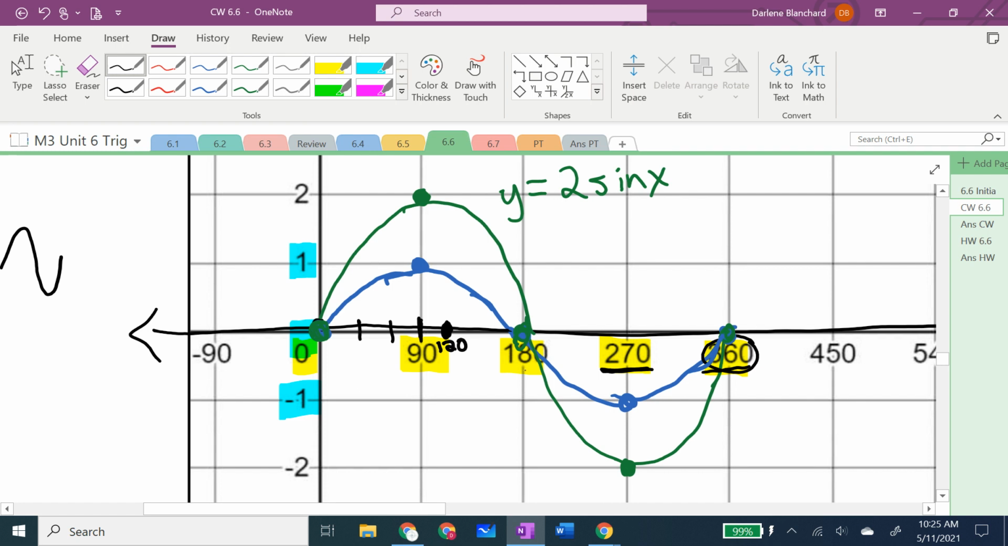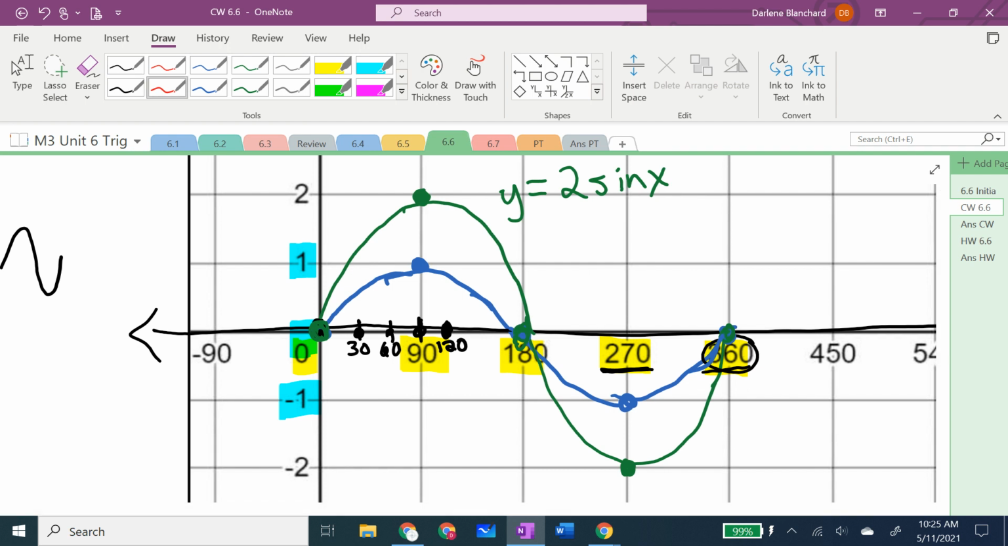And then what is 180 divided by 3? 60. And what is 90 divided by 3? 30. So as I go along, it's going to be midline, high point, midline, low point, midline.